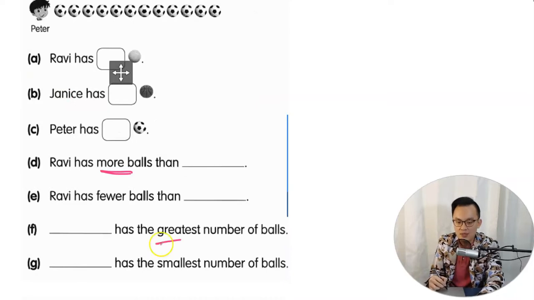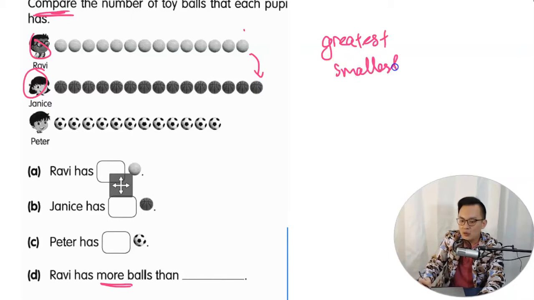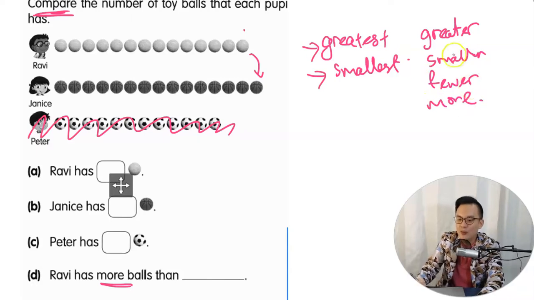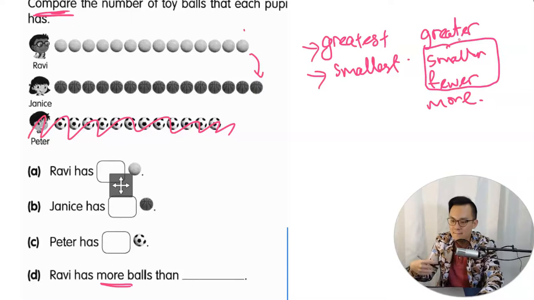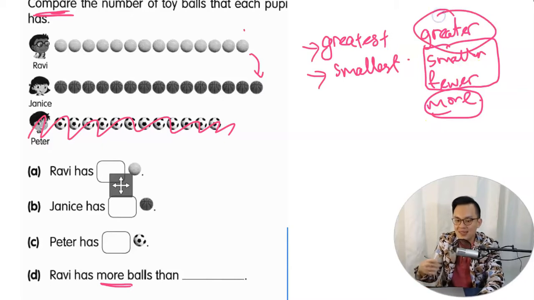They also need to learn the words greatest and smallest, and understand when to use them, and understand that you can only use greatest and smallest when there are three things to compare. So when you have three people, Ravi, Janice, and Peter, then you can use the comparison greatest and smallest. If you do not have Peter, then you cannot use greatest and smallest. You have to use greater and smaller, fewer, or more. And they have to understand that the words smaller and fewer in mathematics mean the same. They have to understand that the words more and greater in mathematics mean the same.